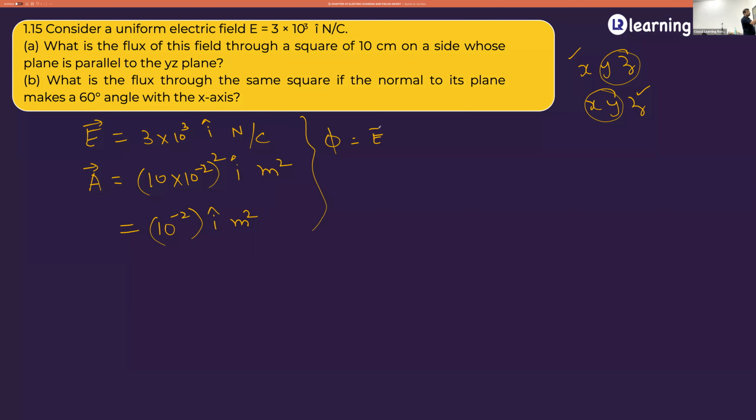Flux is equal to E vector dot A vector. E vector is 3 into 10 power 3 i cap, dot A vector, which is 10 power minus 2 i cap. So the answer will be 30 Newton meter square per Coulomb. So this is going to be the flux in the first case. Is that clear?